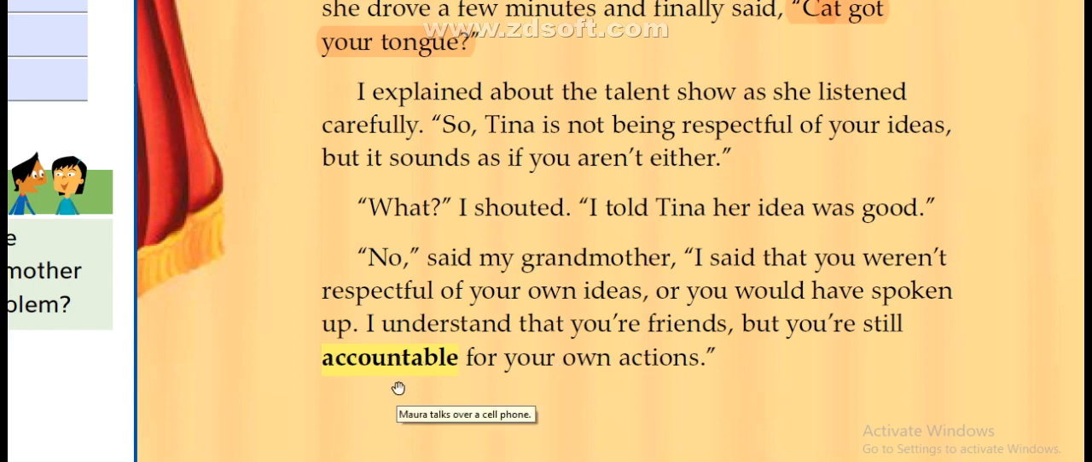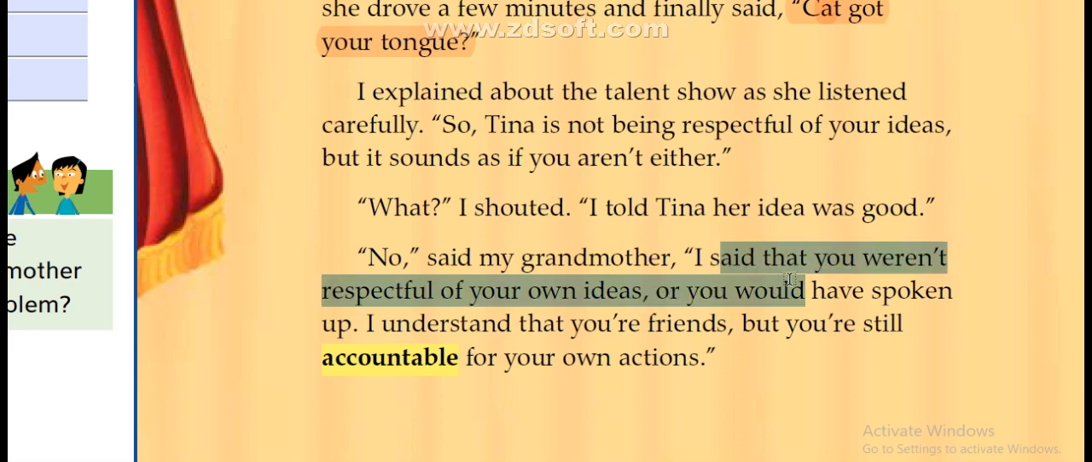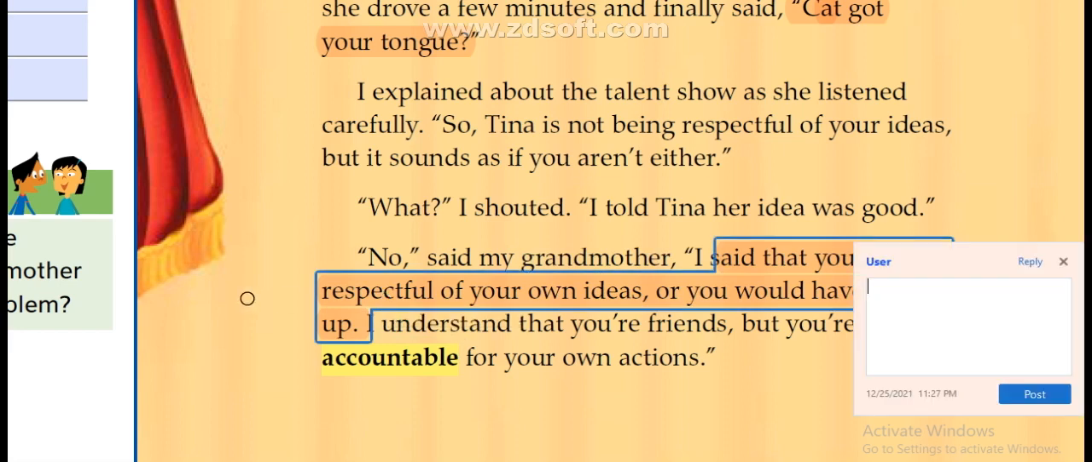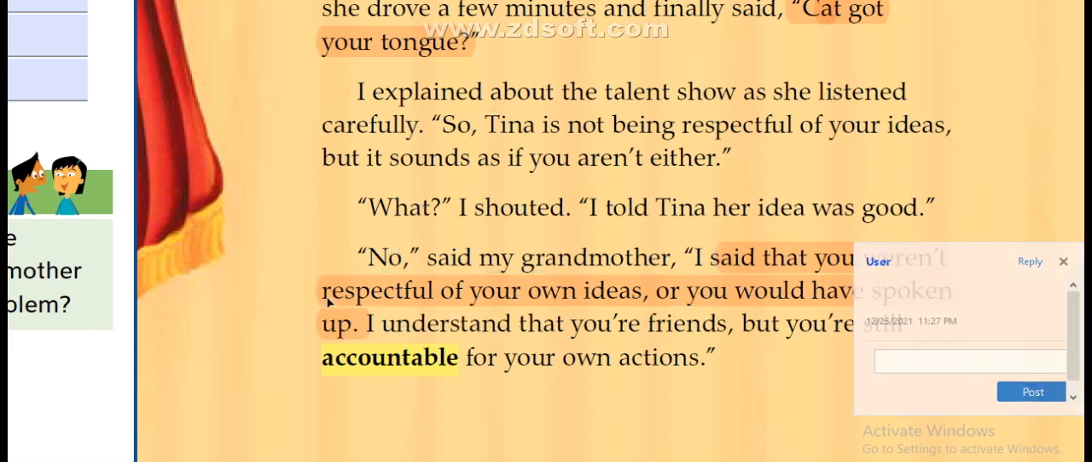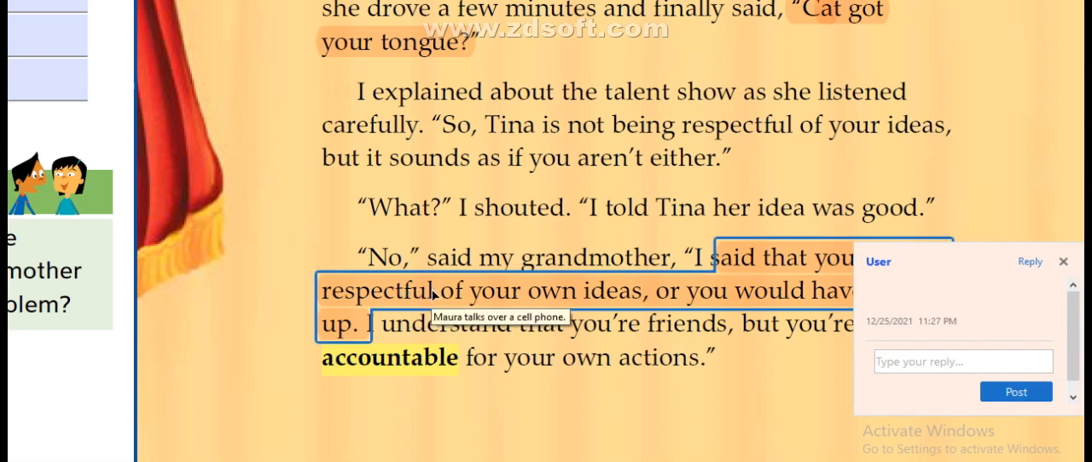What do you mean by accountable? Accountable means respectful, right? So she should respect her own ideas. How did we know that accountable means respectful? We knew it from this sentence here, right? From the context clues. This sentence helped us know that accountable means respectful. I said that you weren't respectful of your own ideas, or you would have spoken up. Okay, so you see when they said here the word respectful, this sentence helped us know that accountable means respectful.